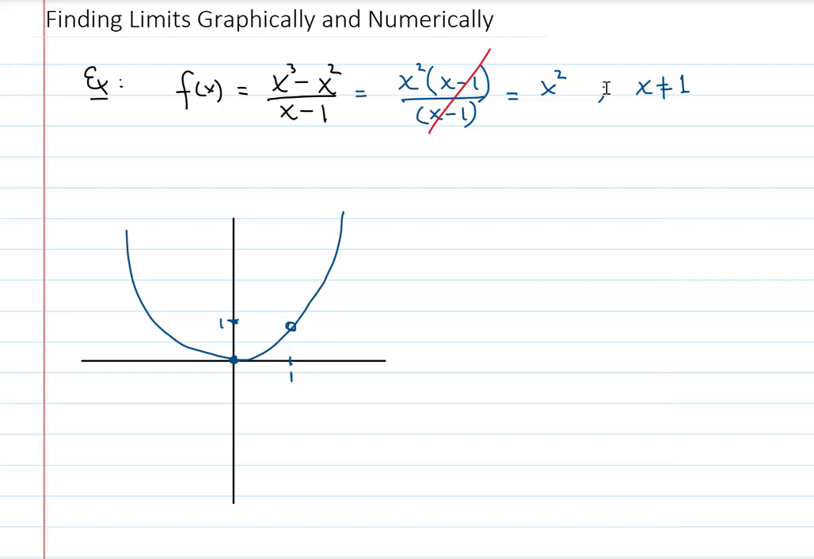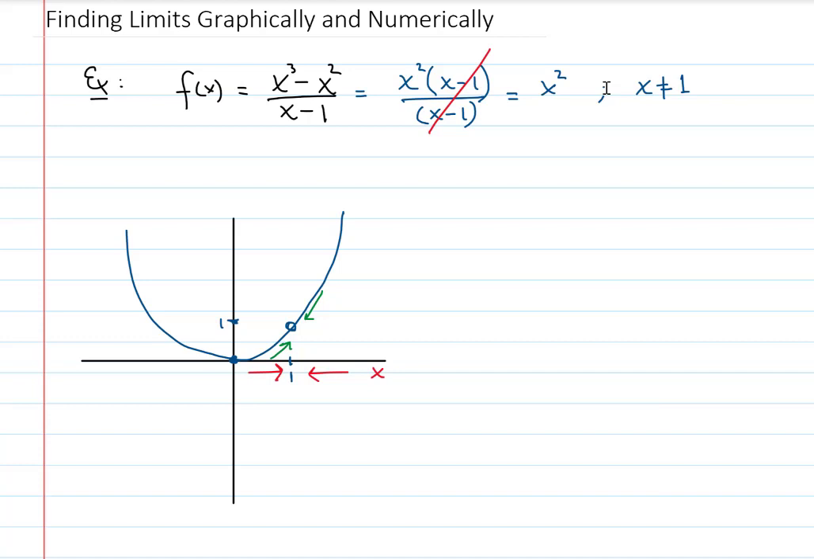Here, if I wanted to ask you, where is this function going as x approaches 1? As it's getting closer and closer to 1, where is this function actually going? As x is approaching 1 from the left or the right, where is this function going? It's getting closer and closer to that hole there. Now remember, the function is actually not defined at that point. At 1 it is not defined, because we said it's not part of the domain.